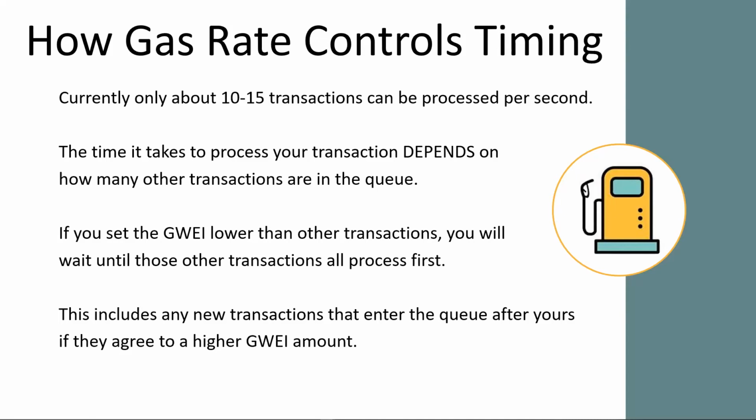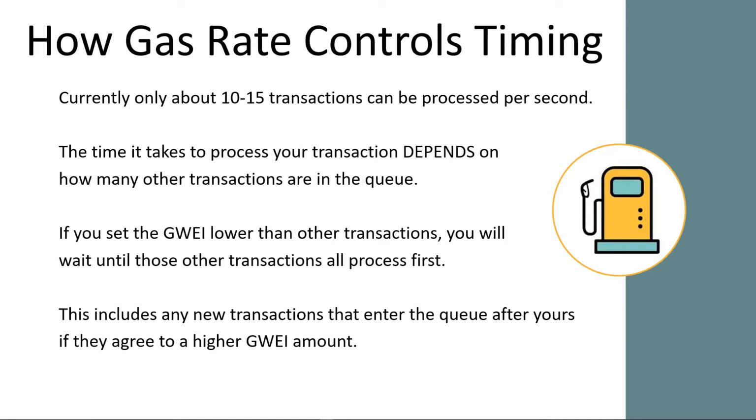Now, how does the gas rate control the timing? Again, only about 10 to 15 transactions can be processed. So the time it takes to process your transaction depends on how many other transactions are in the queue. I hear on a regular basis, oh, my transaction's been waiting for an hour. It's been waiting for 2 hours. My transaction's been in there for 4 days. If your GUI amount is lower than all of the other transactions, and those transactions do not get processed prior to the system getting down to the point where it can process transactions with the GUI rate yours are set, your transaction will just sit.